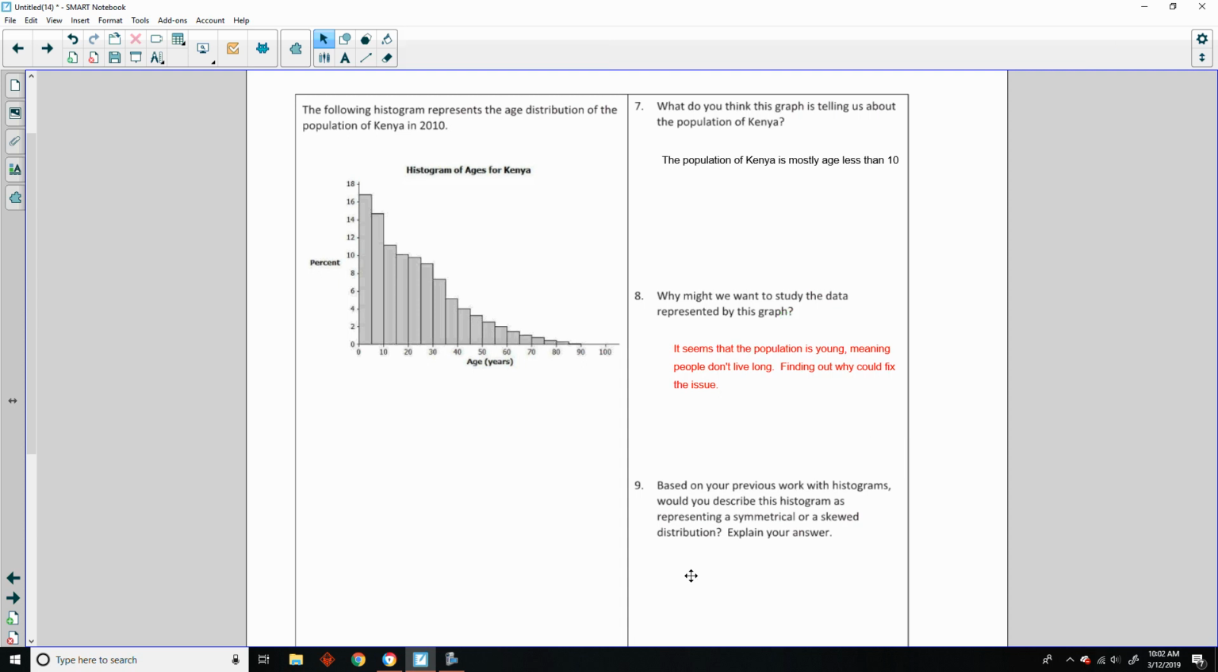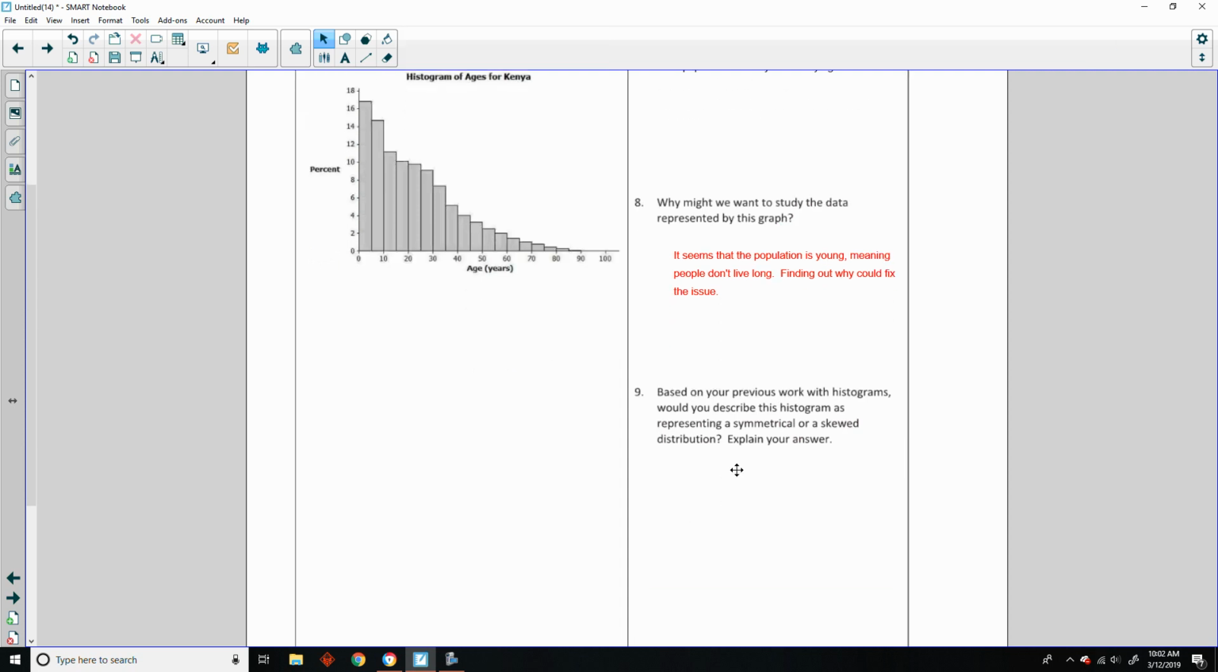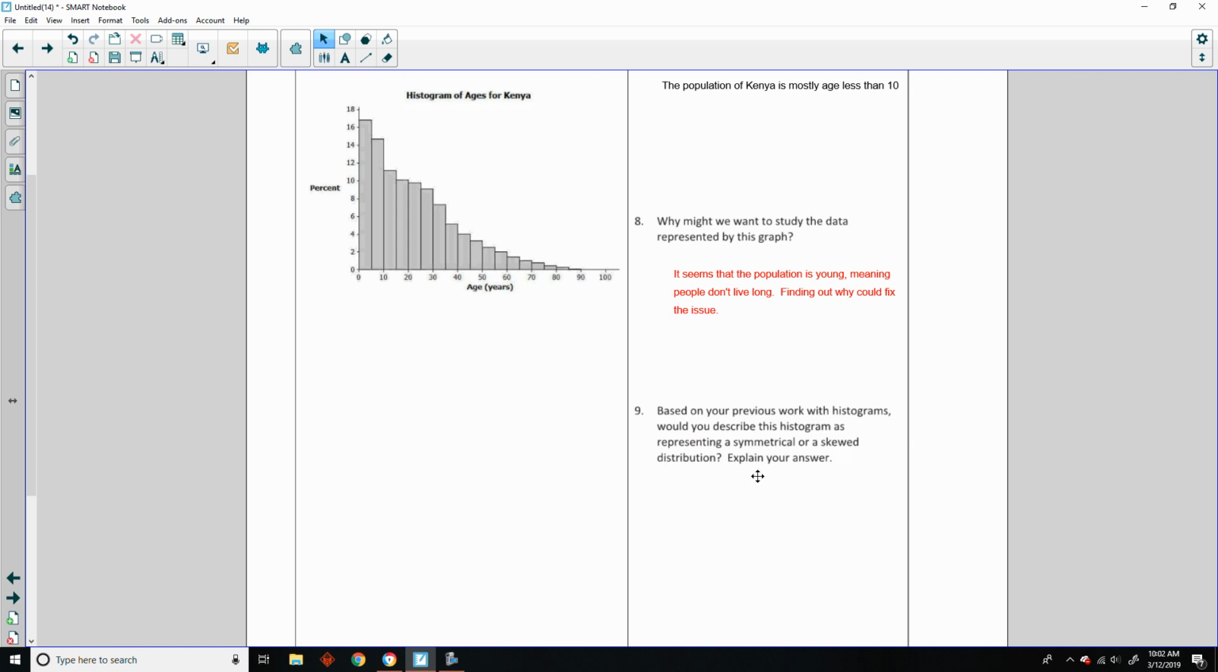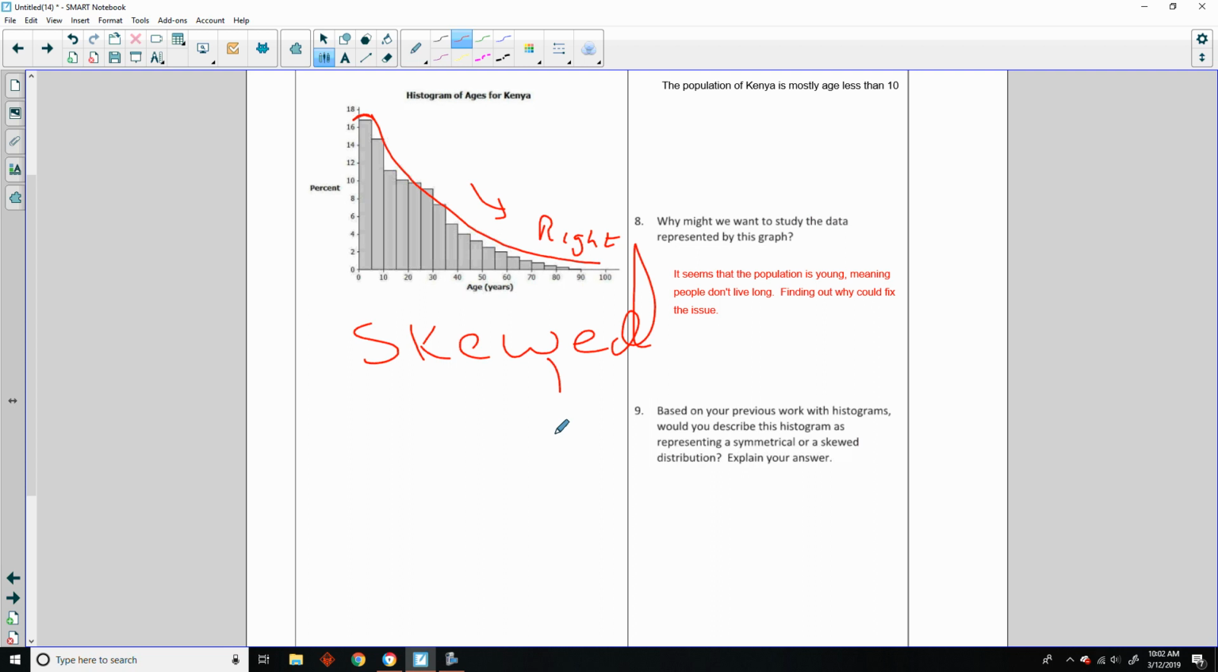Okay? Number 9 says, based on your previous work with histograms, would you describe this histogram represented as symmetric or skewed distribution? Okay, so again, this is curving down like so, and it just peaks right there. So that is skewed, and it has a tail to the right. I'm not going to write it again, but it's skewed because there's a tail to the right. So it is skewed.